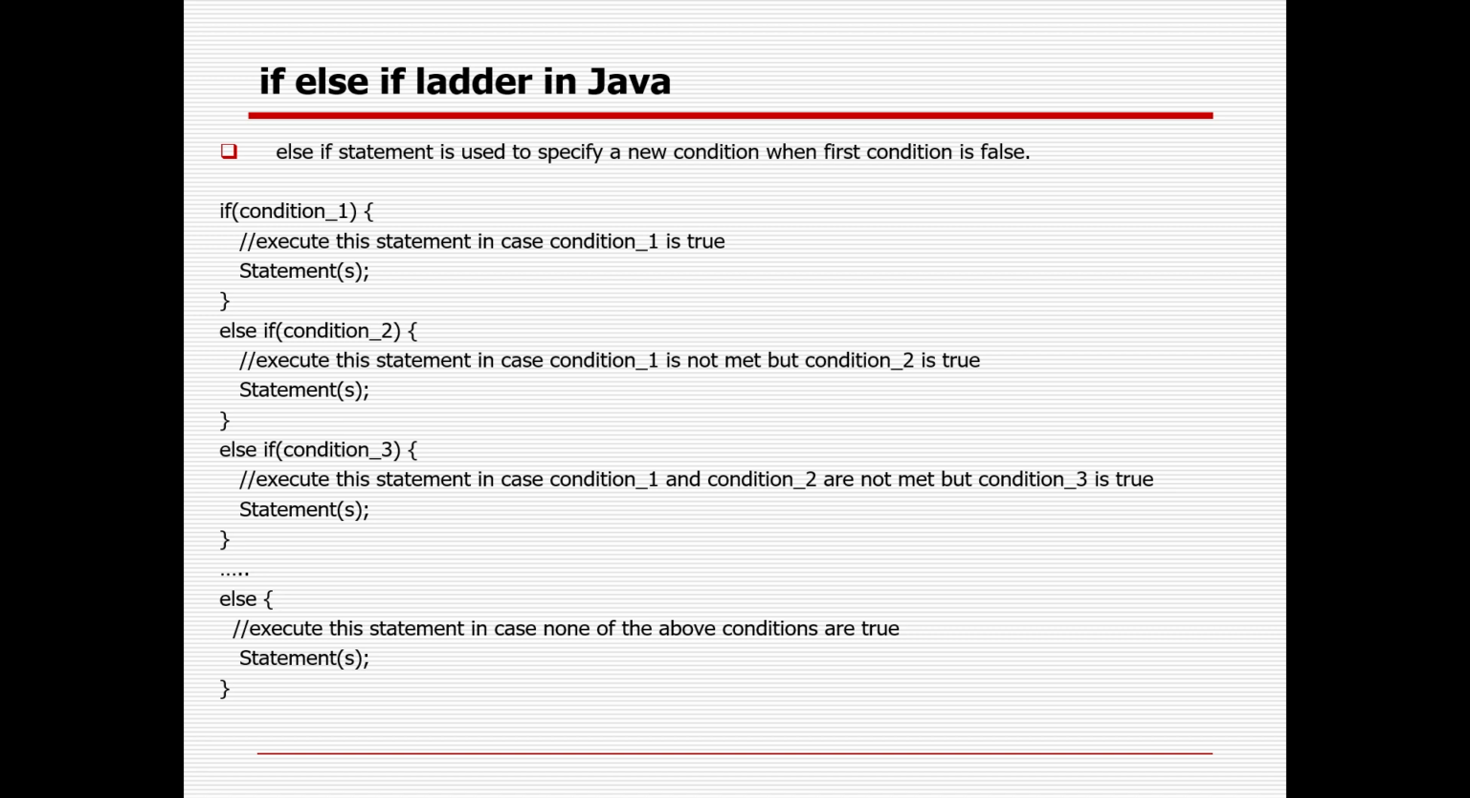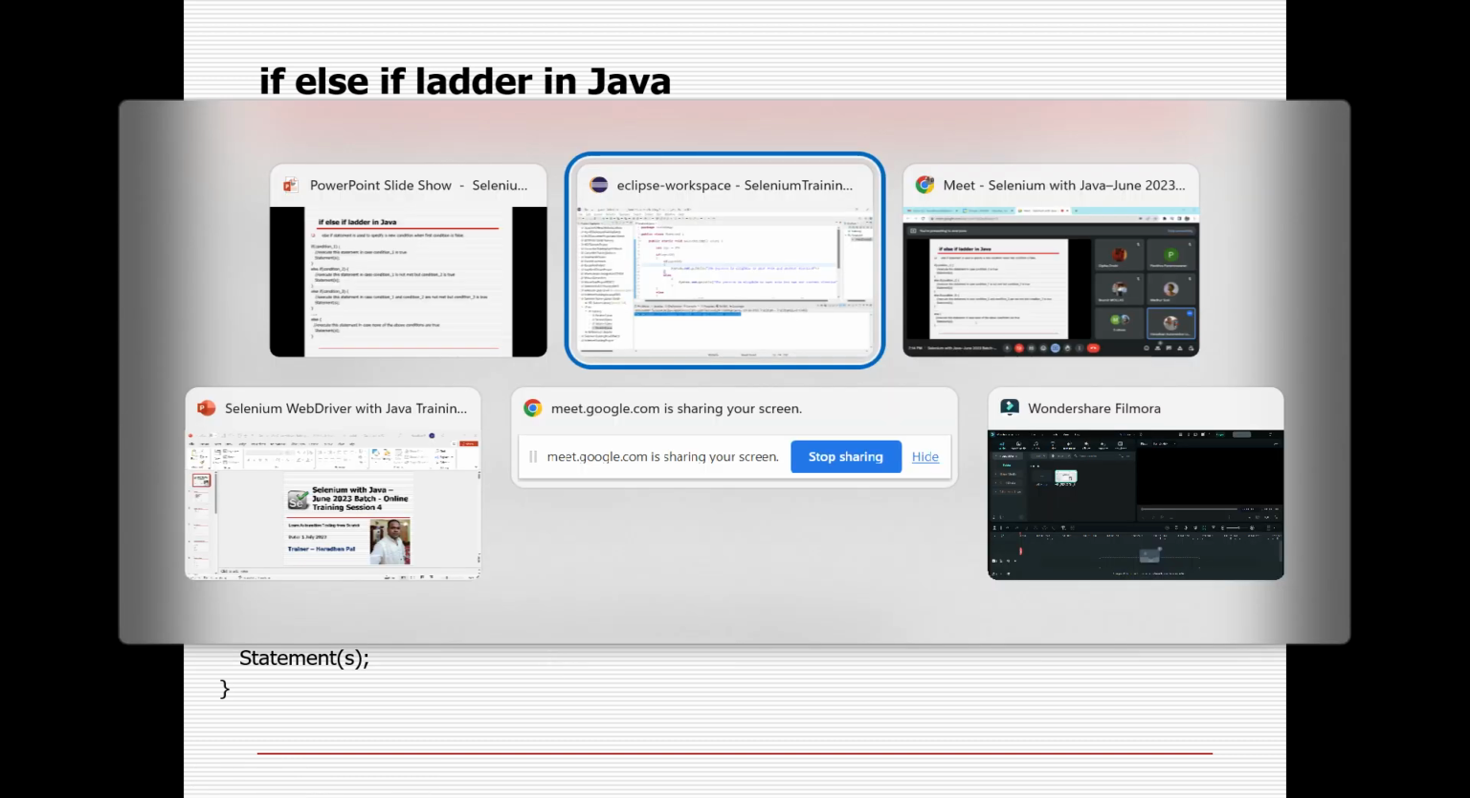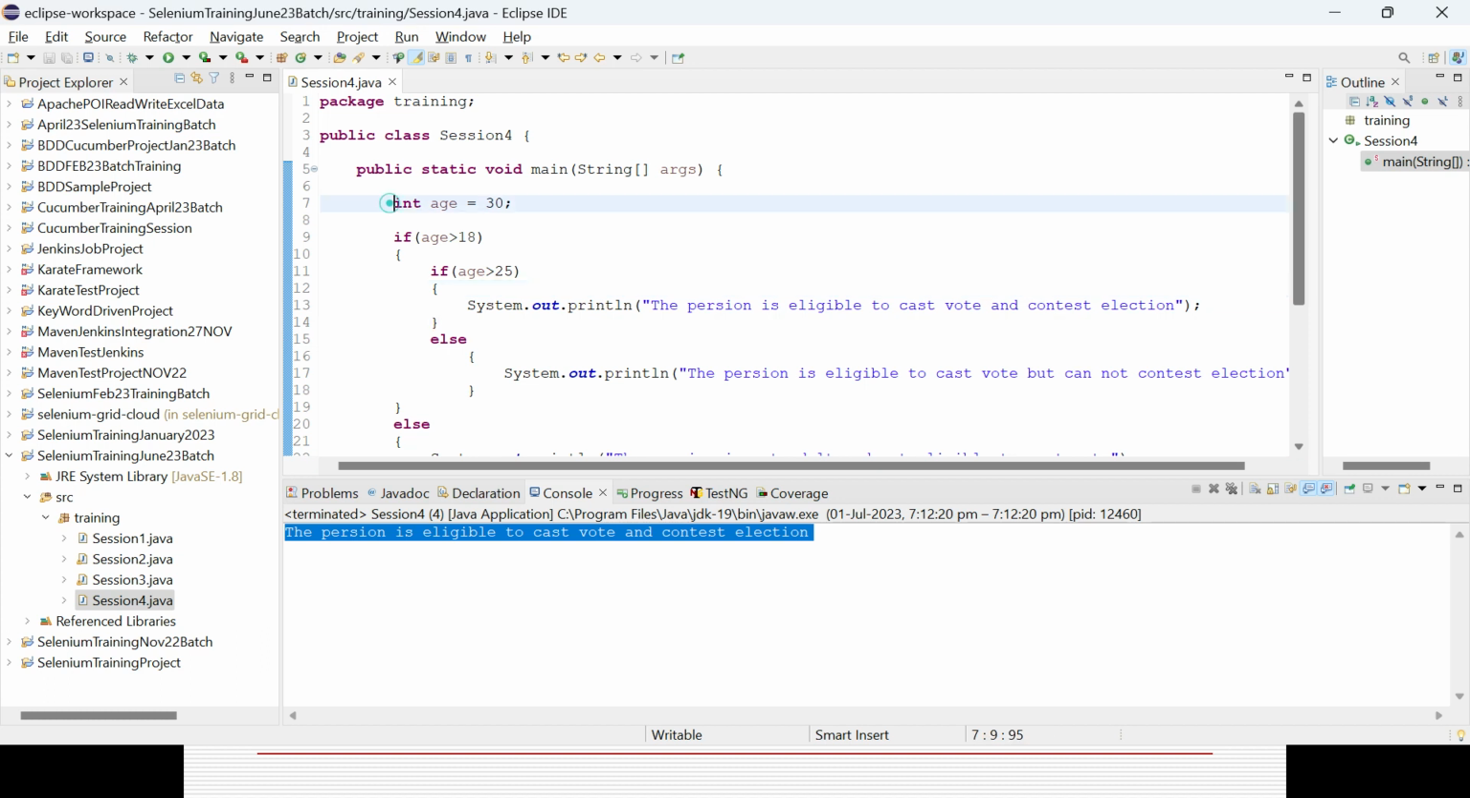So here you can use the if, else if ladder, or it is called the else if statement. It is used to specify a new condition when the first condition is false. It will first try to execute the first condition, then the second, third, and so on. In case nothing is matched, it will go to the last else part. So I will show you the real-time example here. Let's comment it out.